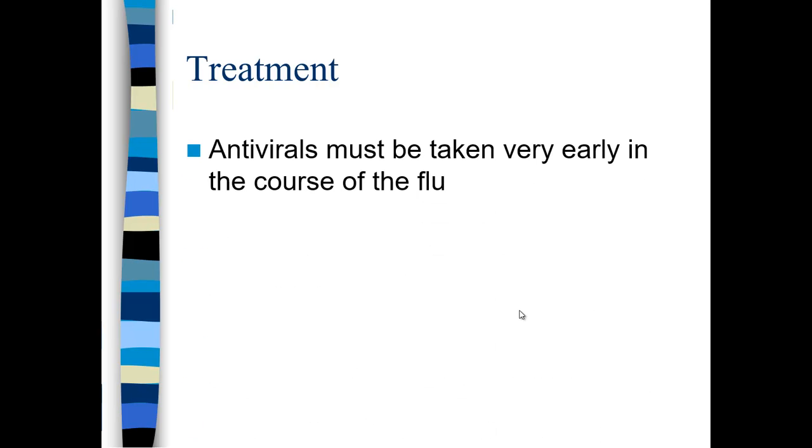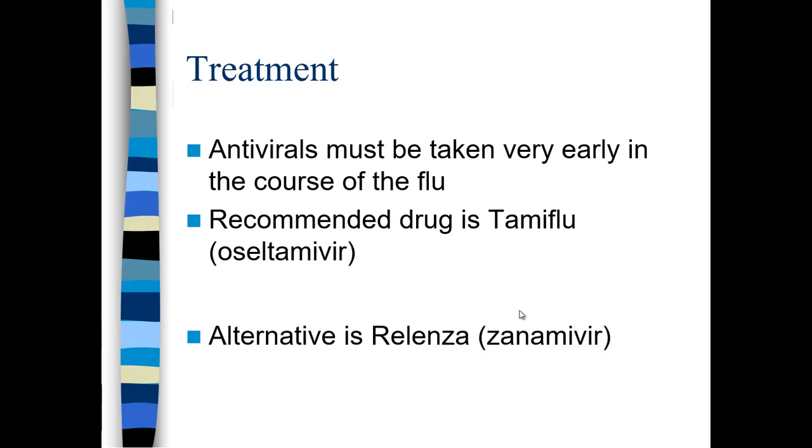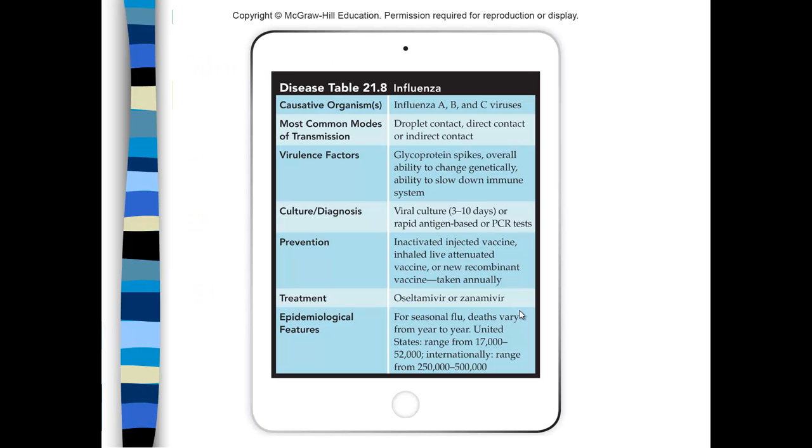Okay. In terms of treatments, there are antivirals. The biggest one is called Tamiflu. Tamiflu has some side effects as well, neurological symptoms. There's another one called Virulence that is available. I don't know as much about Virulence, that particular influenza drug.